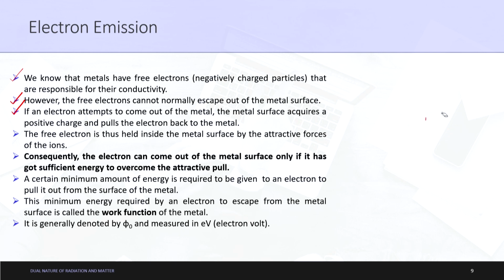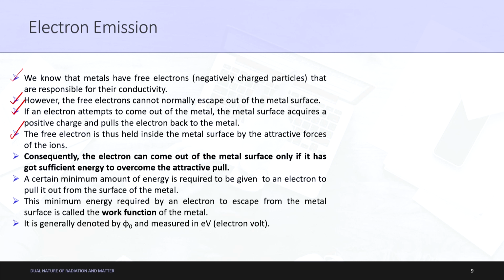If an electron attempts to come out of the metal surface, it acquires a positive charge and pulls the electron back to the metal. The free electron is thus held inside the metal surface by the attractive force of the ions, quite evident, because positive and negative charges attract each other. Therefore, this free electron is held inside the metal surface by the attractive forces of the ions.